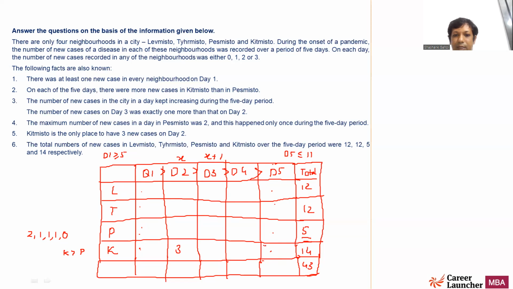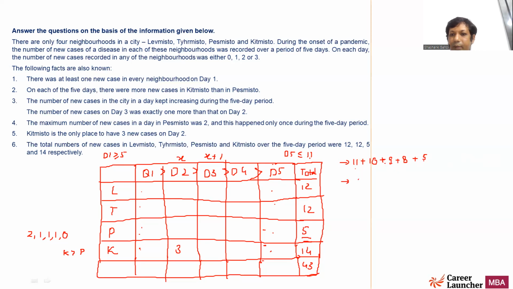If this is 3, this cannot be more than 2. Now I'm starting with D5 as 11. Then I'm writing 10, then I'm taking 9, then I'm taking 8. So this is 38, so on the last day I'm going to get 5. That's a feasible arrangement for 5 consecutive days, D5, D4, D3, D2, D1.